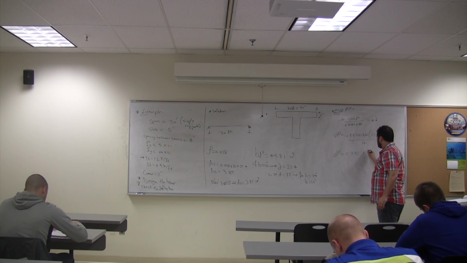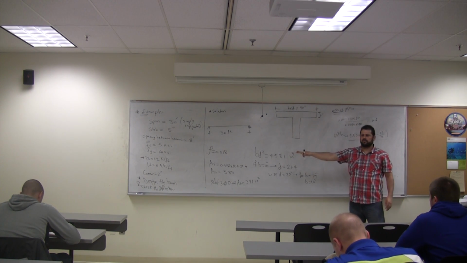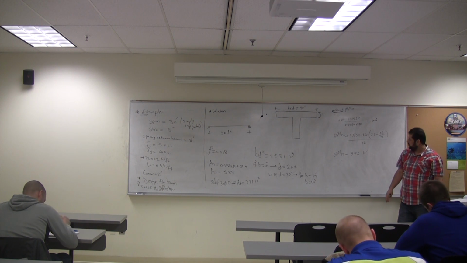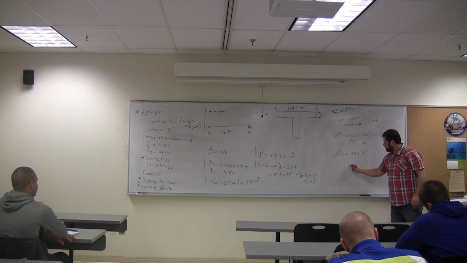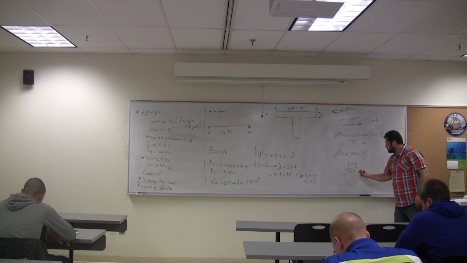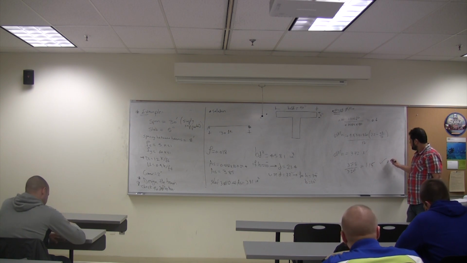372? Was it 324 before? Or 354? 324. See? 324. How much is the ratio, by the way? 372 divided by 324 is 1.15. Good.